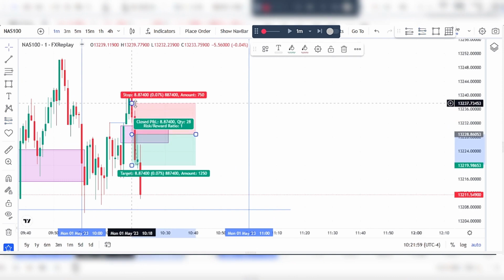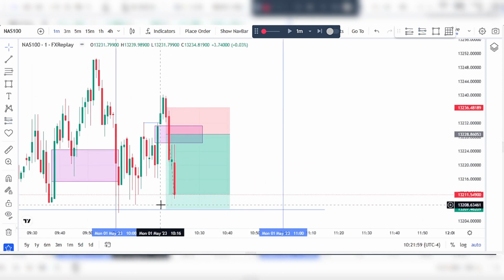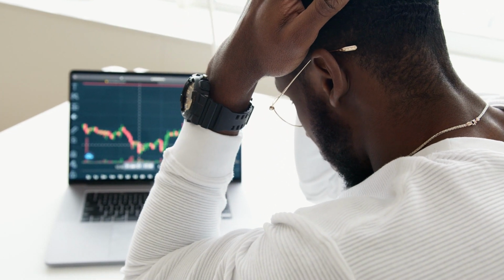The Silver Bullet strategy is time-based, which means it's only active at specific times of the day. If you have a busy schedule or prefer not to spend hours staring at the charts, then this strategy is perfect for you. It operates 3 times a day.